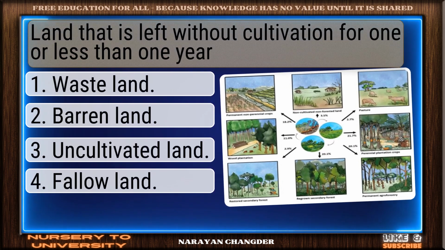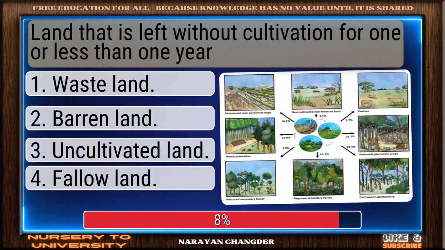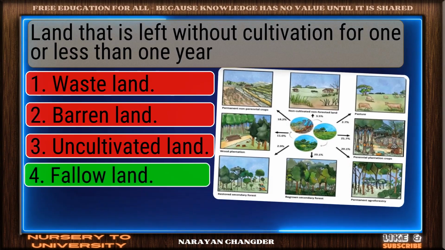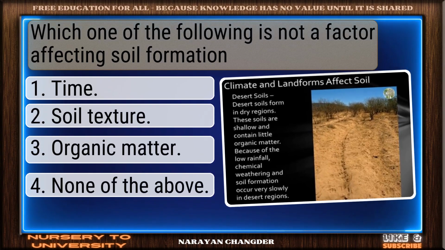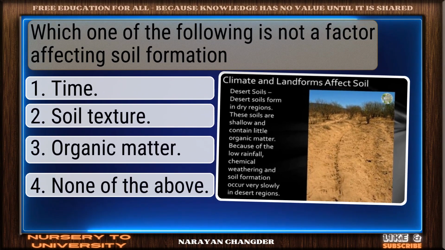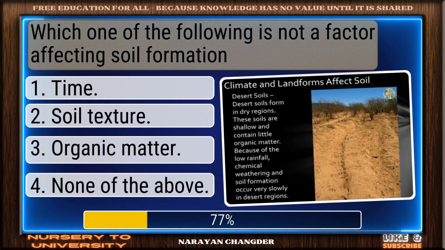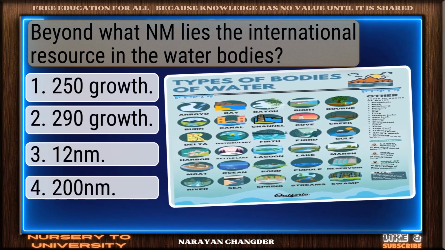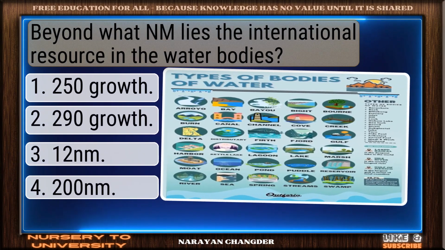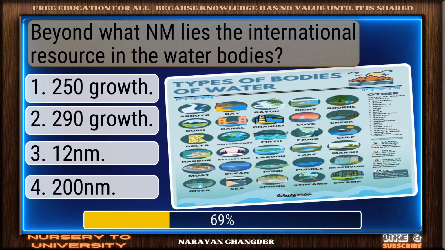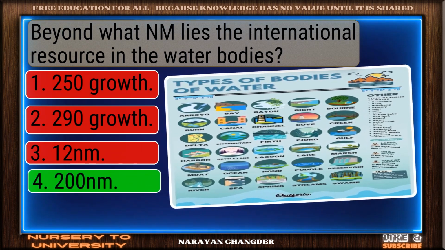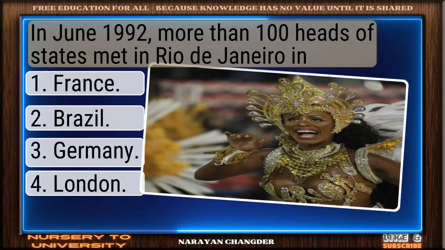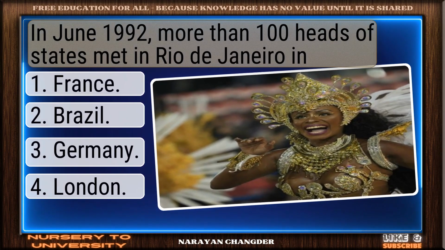Land that is left without cultivation for 1 or less than 1 year. You chose fallow land. Correct. Which one of the following is not a factor affecting soil formation? You got it. Soil texture fits. Beyond what limit lies the international resource in the water bodies? Well reasoned. 200 nautical miles is correct. In June 1992, more than 100 heads of states met in Rio de Janeiro in.